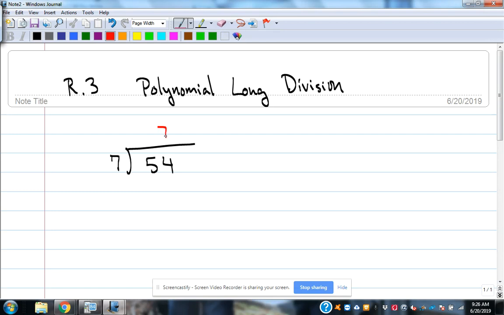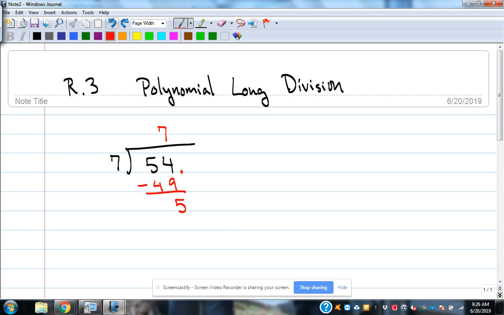So we're going to put a 7 up here. And then we multiply 7 times 7 and put that down here. And then we subtract that from the number, right? And 54 minus 49 would be 5. And then remember, if we were going to do this in decimals, we would put a decimal point right there and keep going. Okay, we're not going to do that.